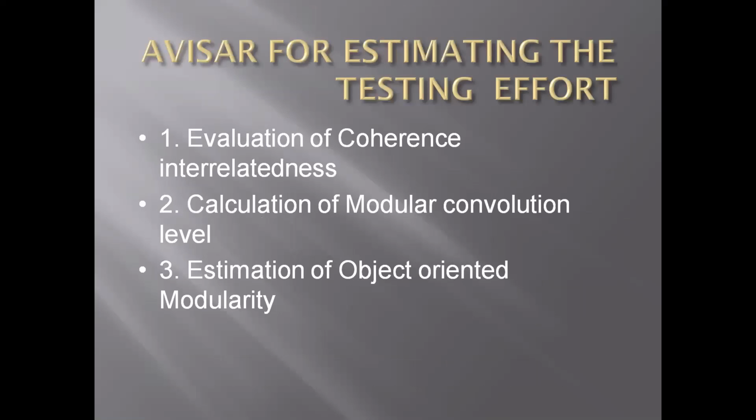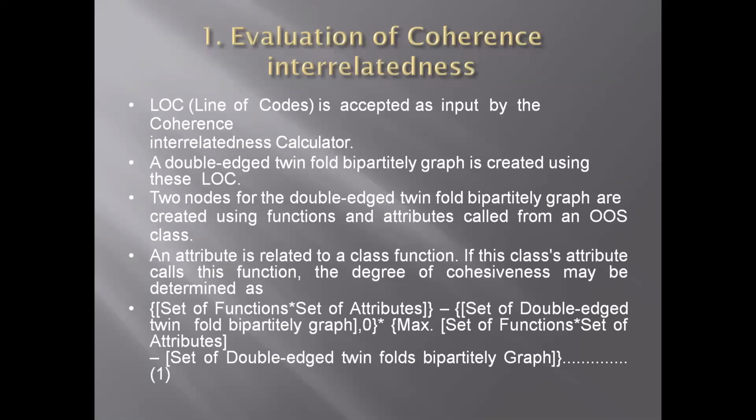Avisar for estimating the test effort. First is the evaluation of coherence interrelatedness. Second is the calculation of modular convolutional level. Third is the estimation of object-oriented modularity. First is the evaluation of coherence interrelatedness.